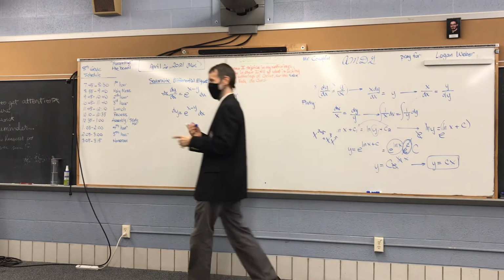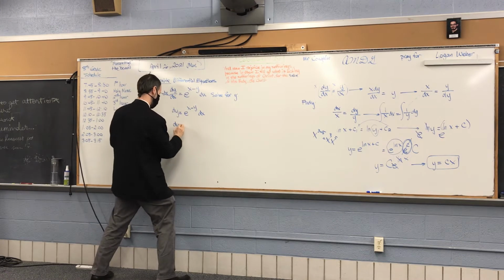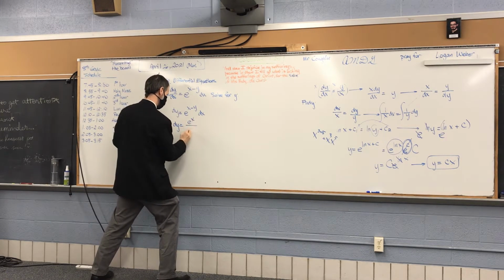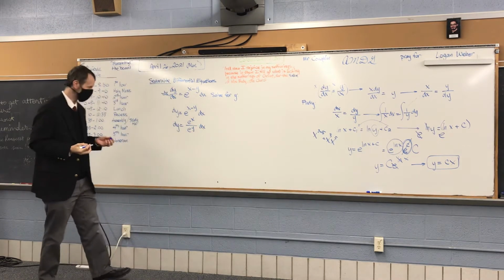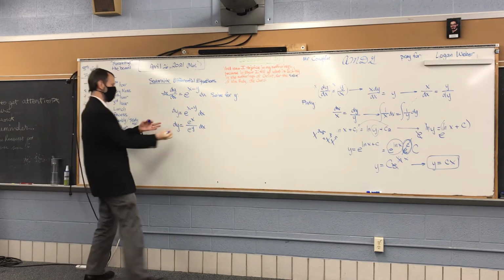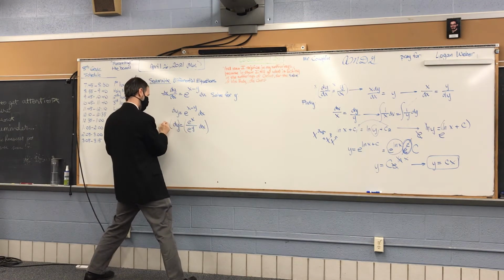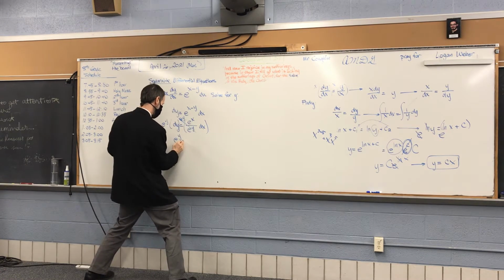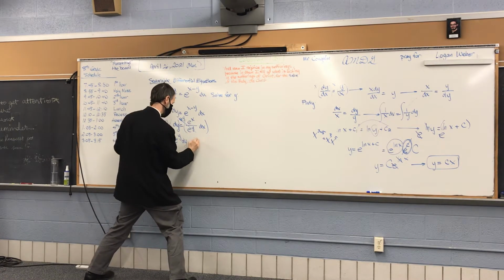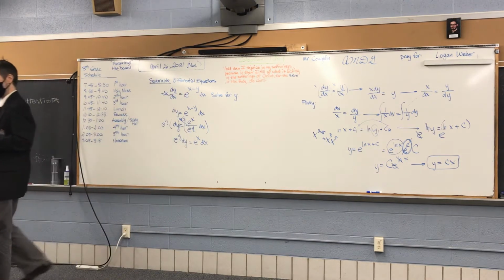Can't we change it to e to the x over e to the y? Yes, indeed. Very clever. E to the x divided by e to the y dx. Now what? Multiply both sides by e to the y? Yeah, multiply both sides by e to the y. These cancel. So e to the y dy equals e to the x dx. Go for it.